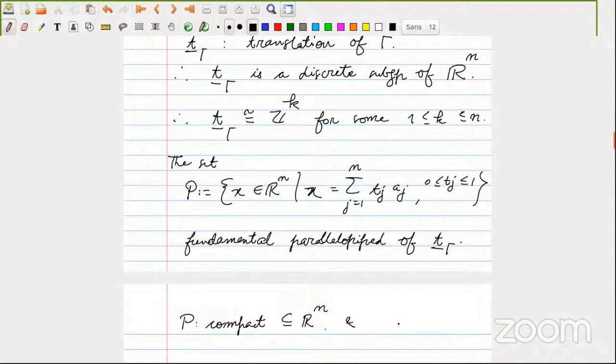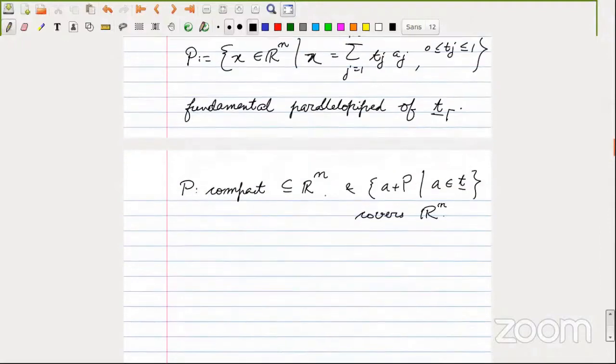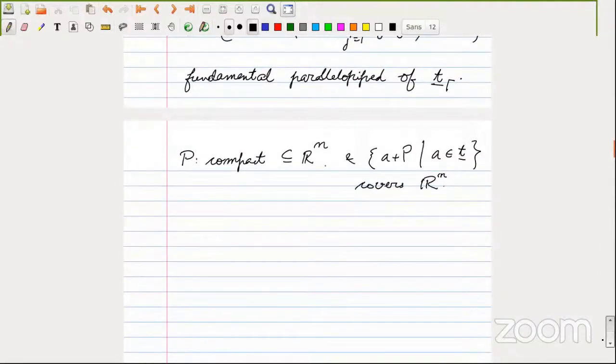Okay, I have this compact subset of R to the power of n, and if I translate it, a plus P, and I take my a inside this discrete subgroup, then it covers R to the power of n. So I have a compact subset, and then I'm translating it in all possible ways by using this discrete subgroup, T underline.